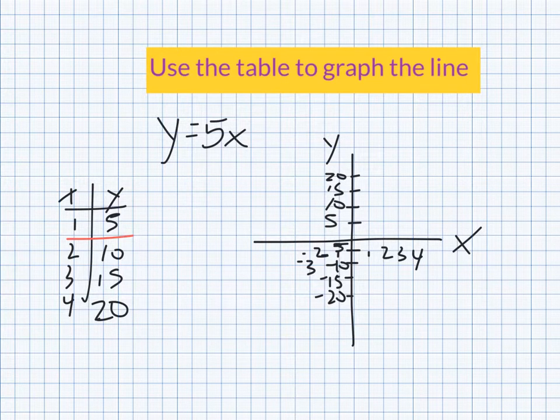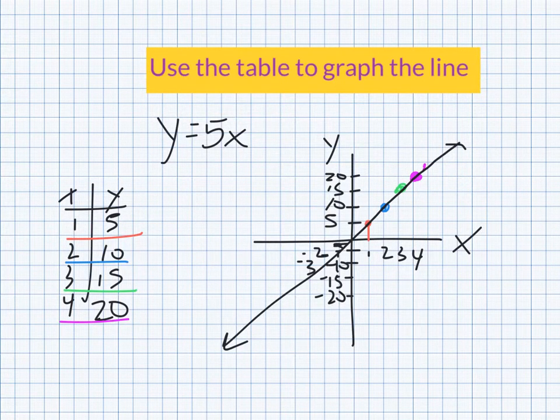And now let's plot our points. X is 1, y is 5. So over 1, up 5. 2, 10. Over 2, up 10. 3, 15. Over 3, up 15. And 4, 20. Over 4, up 20. And I'm ready to draw the line. Ooh, that wasn't a very good line. Let's try again. Let's take the extra couple seconds to make sure that the line goes through the points and looks nice. There we go.